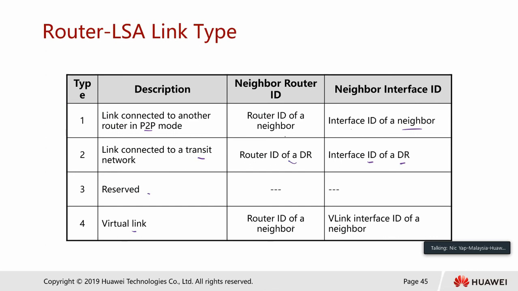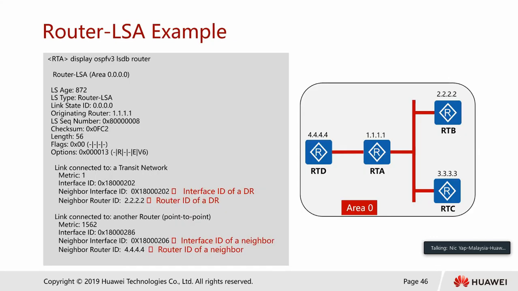Let's look into this example here under the router LSA examples, how they identify which device is connecting to which. When you check display ospfv3 lsdb router, the router LSA. Right now I'm on router A. On router A, I will find that I have a transit network and also a point-to-point network I can discover.